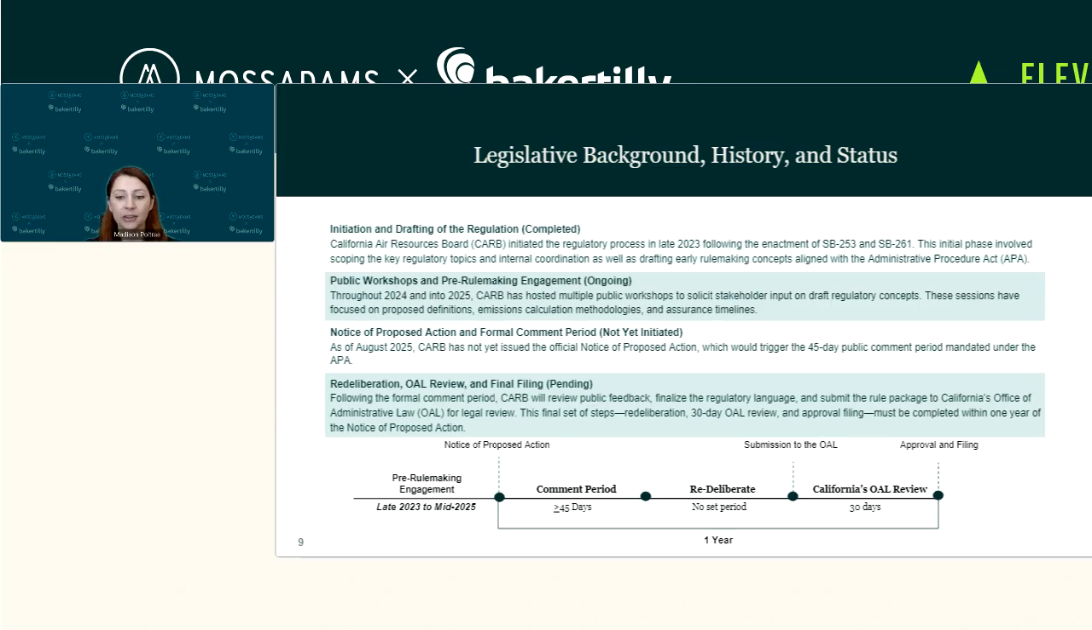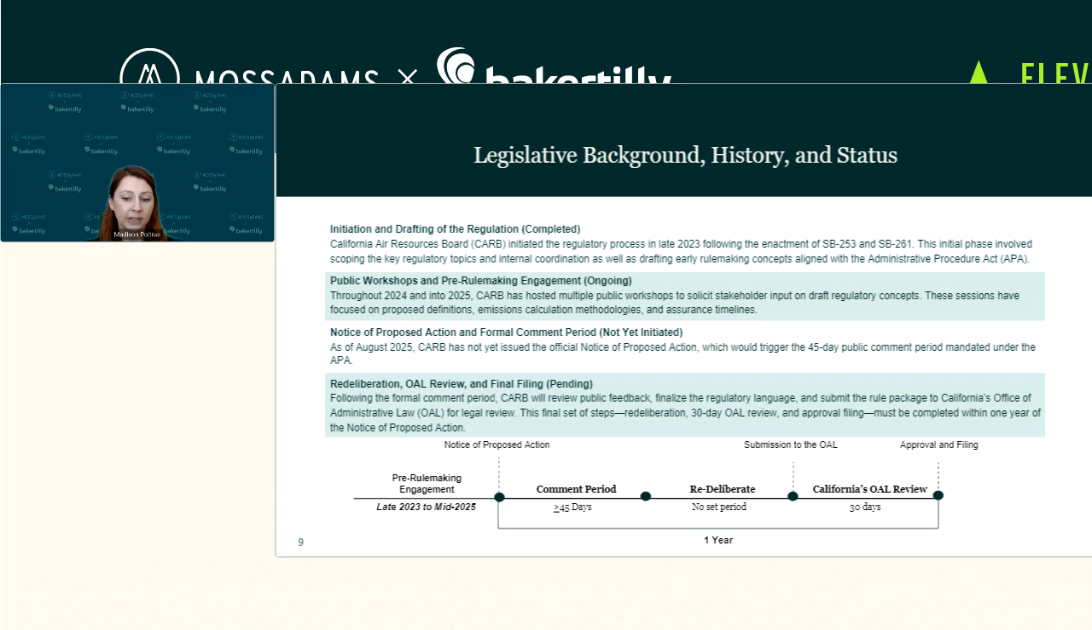So CARB began the regulatory process in late 2023 after SB 253 and SB 261 were signed into law. This stage was focused on internal coordination, identifying key regulatory topics, and drafting early rulemaking language consistent with APA requirements. This part is now complete. And next is the pre-rulemaking engagement, which is still ongoing.